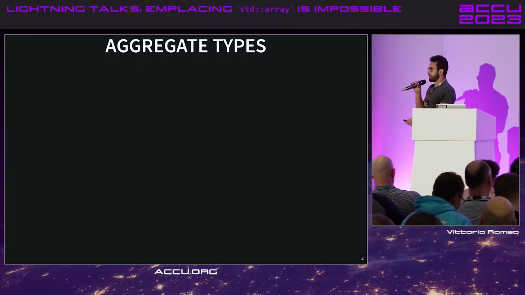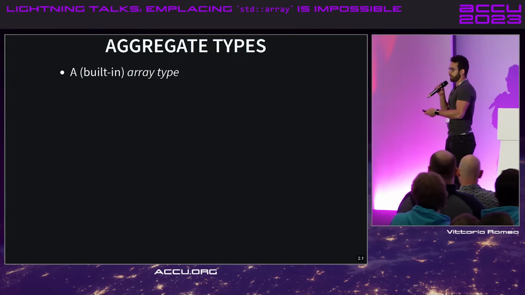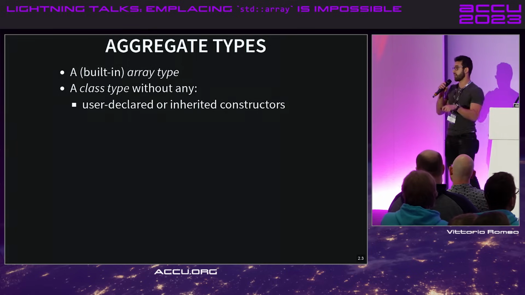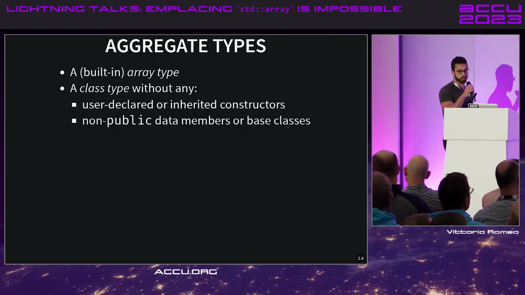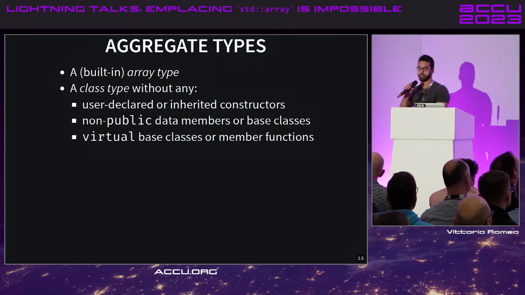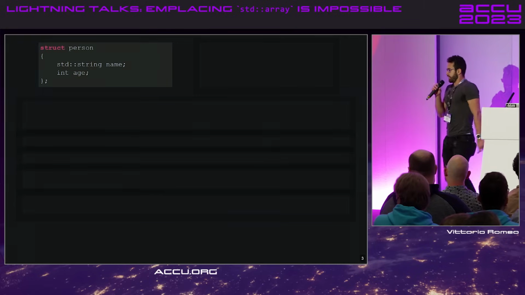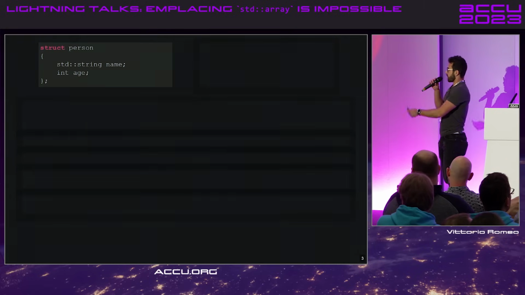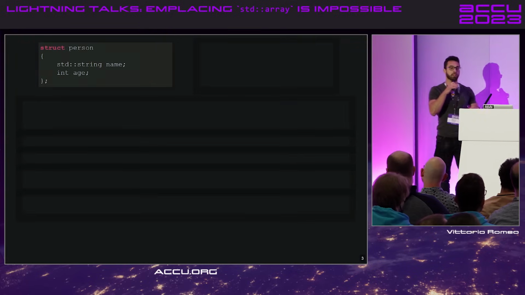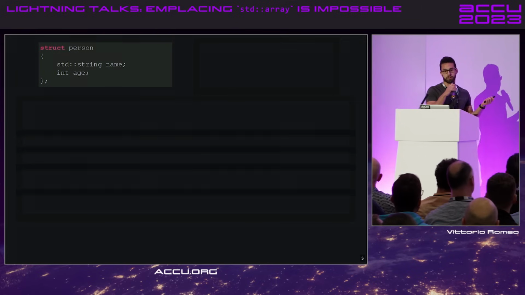Okay, aggregate types, what are they? They're either a built-in array type or a class type without any of these things. They must not have any user-declared or inherited constructors, non-public data members or base classes, or any virtual base class or member function. This is an example of an aggregate: struct person, it has a name, has an age. Doesn't matter if string itself is not an aggregate, it can be composed of things that are not aggregates.